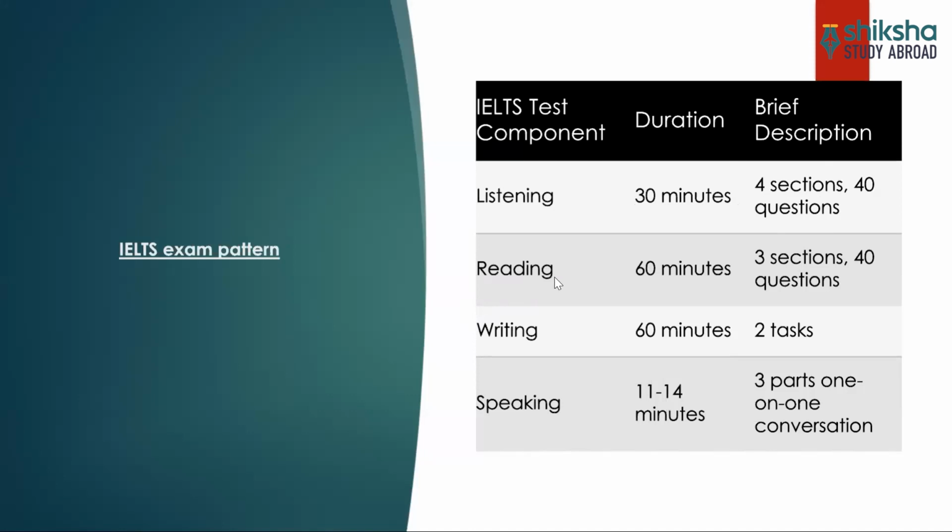Moving on to another module of IELTS, which is reading, which takes about 1 hour, that is 60 minutes. It has 3 sections in total and 40 questions. Next is writing. Writing also takes, just like reading, 1 hour, that is 60 minutes, and you will get 2 tasks. Then speaking, 11 to 14 minutes and 3 parts, that is one-on-one conversation with the examiner.